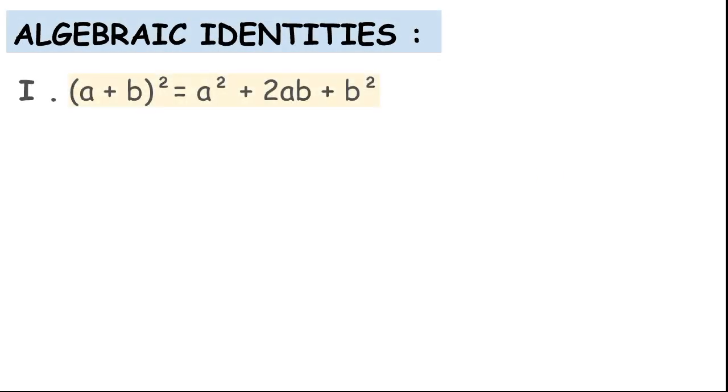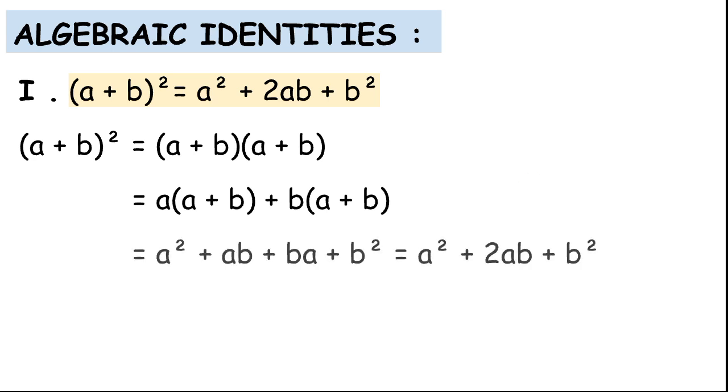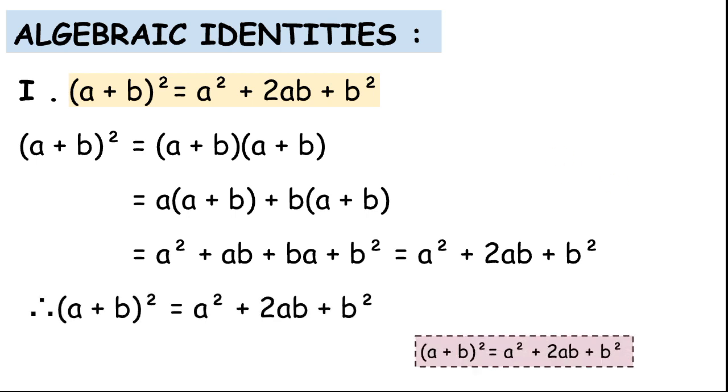The first algebraic identity is (a + b) whole square is equal to a square plus 2ab plus b square. Let us see how we got the RHS part. (a + b) whole square is nothing but the square of a binomial, which is (a + b) into (a + b). This is in the form of a product of two binomials. So that can be written as a into (a + b) plus b into (a + b). So that is a square plus ab plus ba plus b square. ab and ba are like terms. So we arrive at a square plus 2ab plus b square. Therefore (a + b) whole square is equal to a square plus 2ab plus b square.